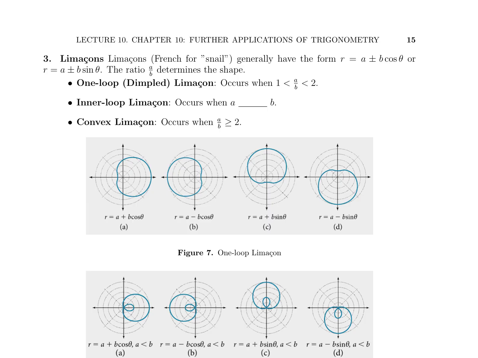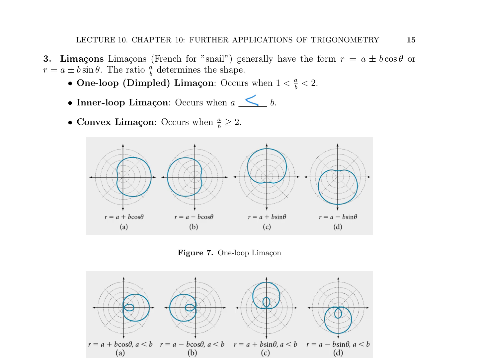And then the one that is called an inner loop would be when b is greater than a. So when b is greater than a, then you're going to get that inner loop. And you'll see examples of this. And then the last one is called the convex one. That's when the ratio a over b is greater than or equal to 2.